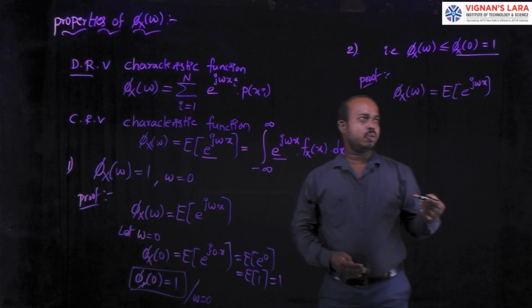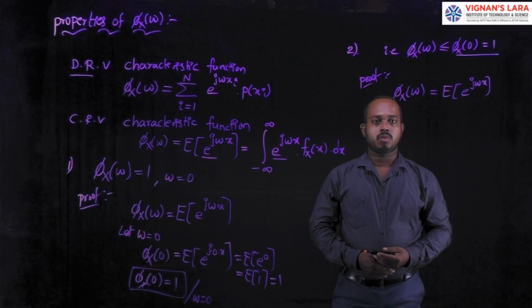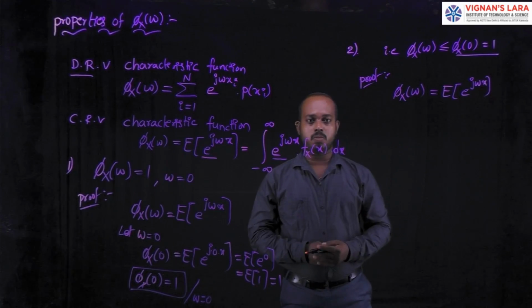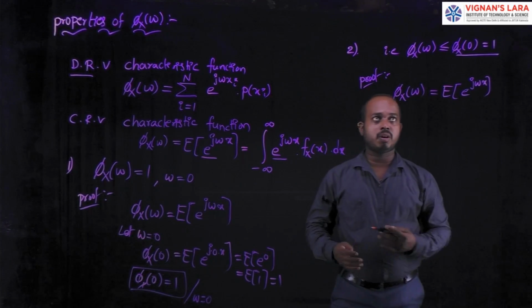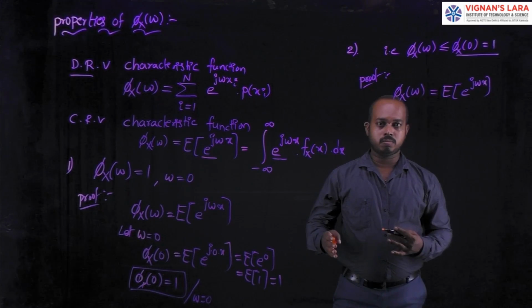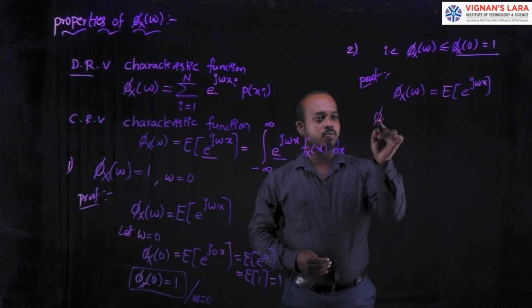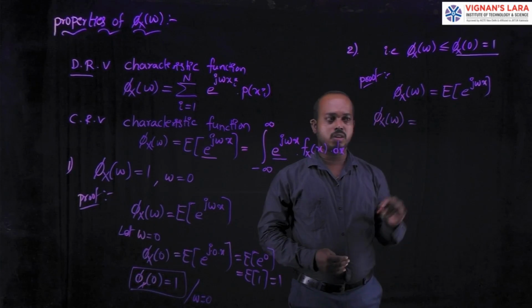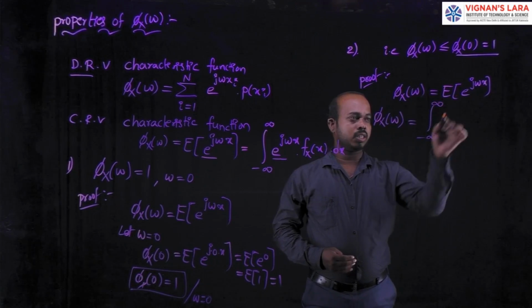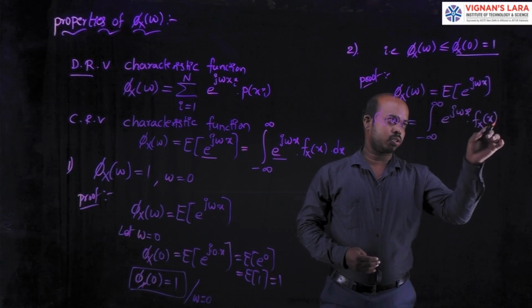Here, we don't just substitute omega equal to 0, because that would only show that the quantity is unity, but the question is asking that it has the maximum value. That's why I now consider the modulus on both sides. Writing the characteristic function for a continuous random variable, it is the integral from minus infinity to plus infinity of e power j omega x into small f x of x into dx.